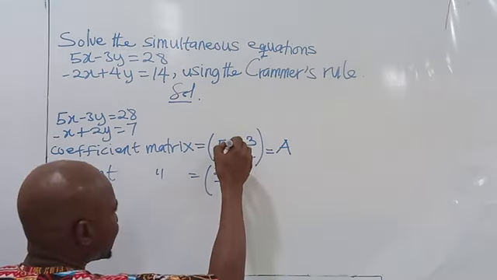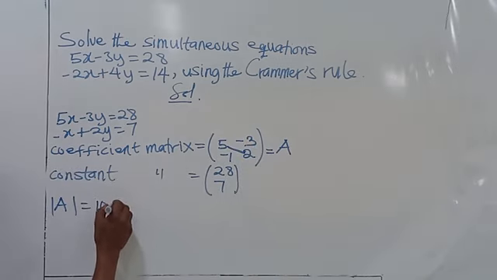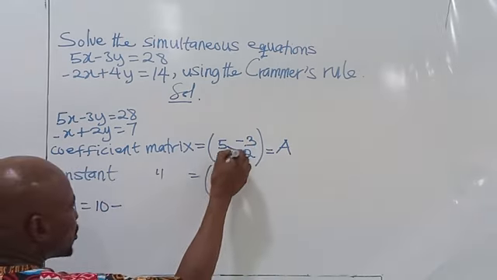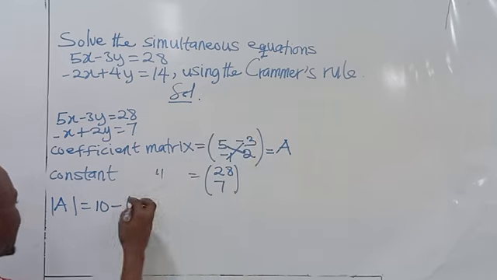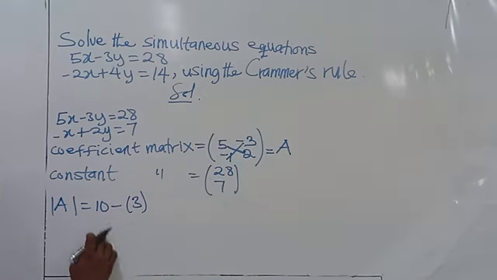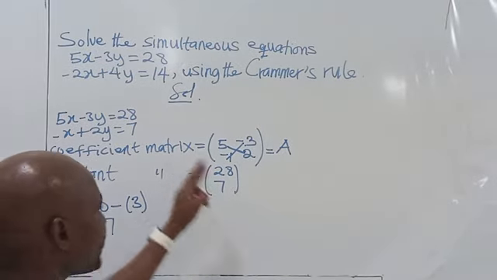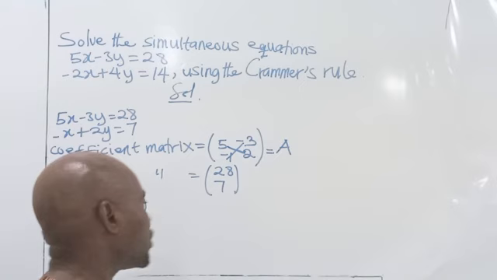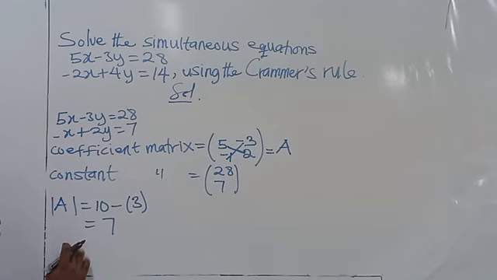You multiply these two like this. That gives us 10. Then minus, you multiply these two. That is negative 1 times negative 3, that is 3. So this gives us 10 minus 3, that is 7. Which means that the determinant of the coefficient matrix is 7.